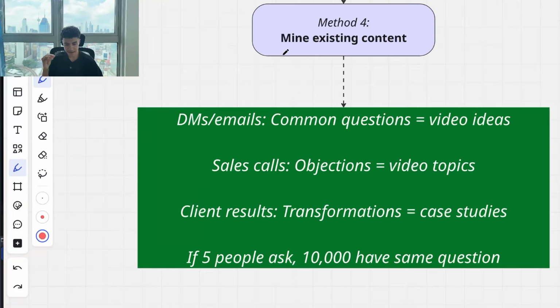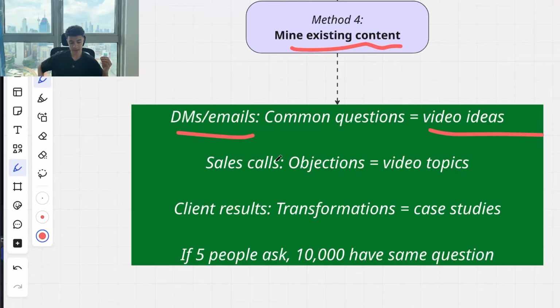Method 4 is mining your existing content. Just turn your frequently asked questions into video ideas. You can get those from your DMs or emails. For example, if 5 people ask you the same question, that means over 10,000 people have that same question.